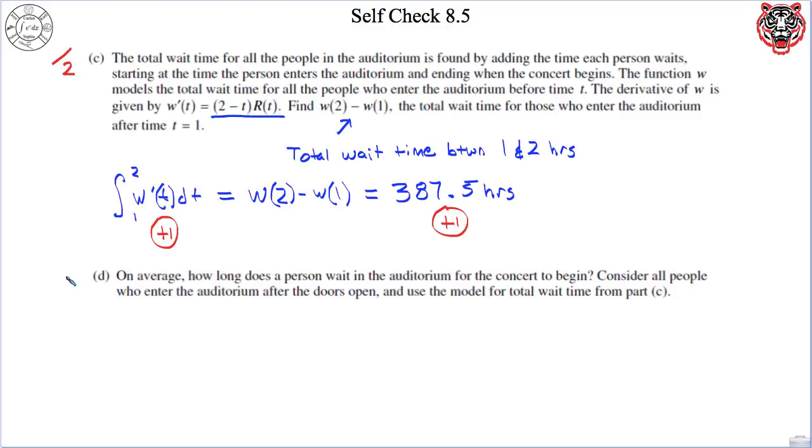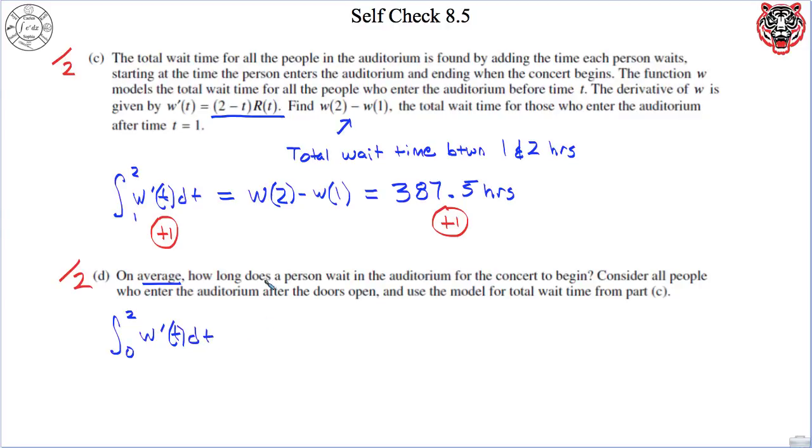And then part D, this is going to be out of 2. How do I do part D? So now we're looking for an average. How long does the person wait in the auditorium? Well, look, in part C, we had to find an equation, find a method to calculate wait time. Total wait time was between 1 and 2 hours. What it's really asking for now is total wait time between 0 and 2 hours, because the concert will begin between 0 and 2 hours. It begins at 2. So what I'm really doing is I'm finding the integral between 0 and 2 now of the same thing, w prime of t dt.